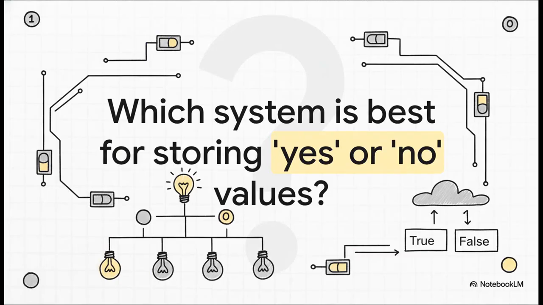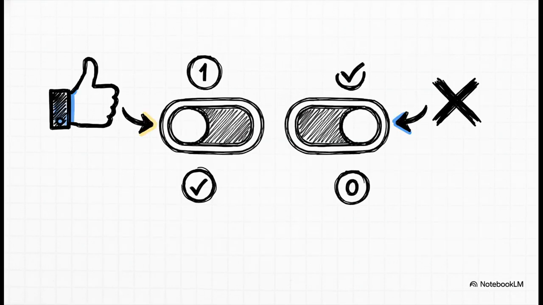Okay, scenario 1. A developer needs to store a simple yes or no answer in their program. Based on everything we've talked about, what's the most direct, most efficient system to use for a simple two-state problem like this? And the answer is binary, of course. Its entire structure is built on two states, on or off, 1 or 0. It's a perfect one-to-one match for a yes/no or true/false value. It's the cleanest, most efficient way to do it.